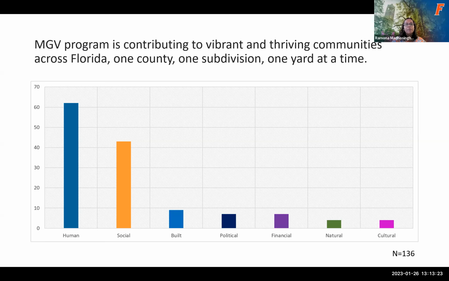And the Master Gardener program is making an impact across Florida, 1 county, 1 subdivision, and 1 yard at a time. And the reason I quoted this like this is because I heard from so many of you at the Master Gardener conference about your work, and you told me specifically about your subdivisions and how you felt so much impact that, you know, you could start in your yard and that could lead to your subdivision and your HOA and your city and your county taking hold. And I think that speaks to the political capital that you're all wielding within your communities, but also to your social networks, about how you're using your relationships to connect with others to make impacts in these other capitals.